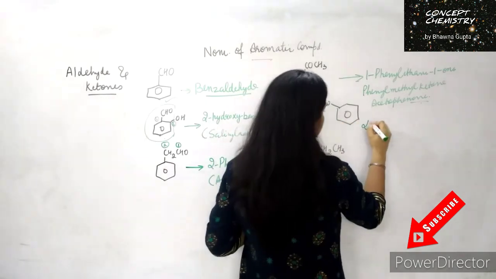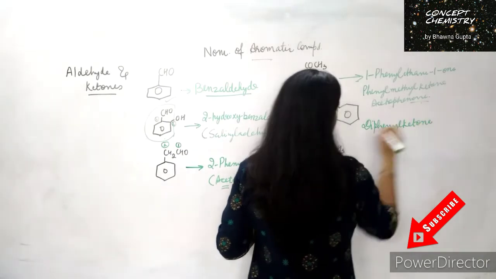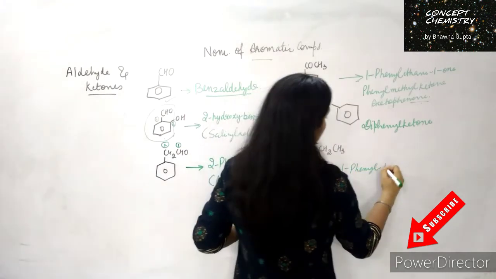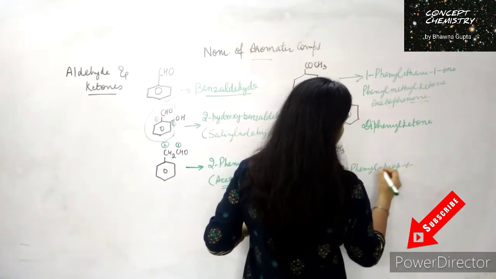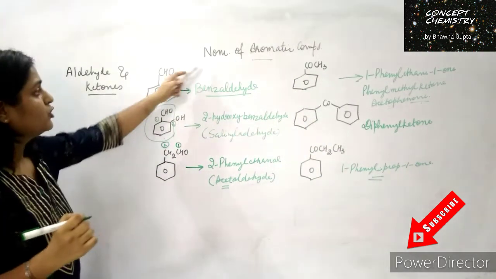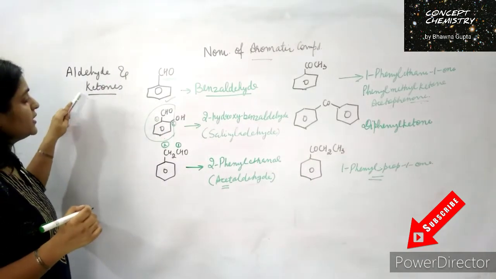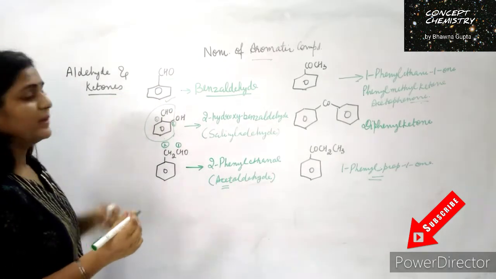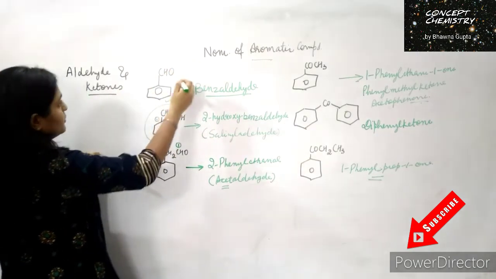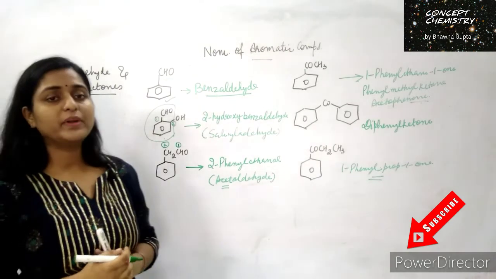The name of this compound is diphenyl ketone. Is it clear? And this is 1-phenylpropan-1-one. So this is all about the nomenclature of aldehydes and ketones. When the aldehyde or the ketone group is present over the benzene ring, when we remove one hydrogen from this position and place any functional group, then that is known as the derivatives. So this is aldehyde and ketone. I hope it is clear to you.